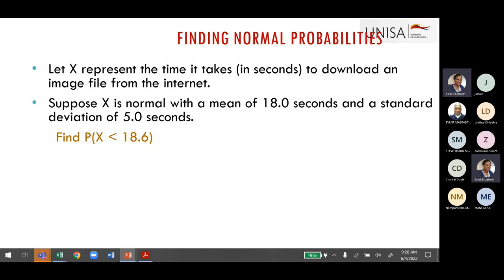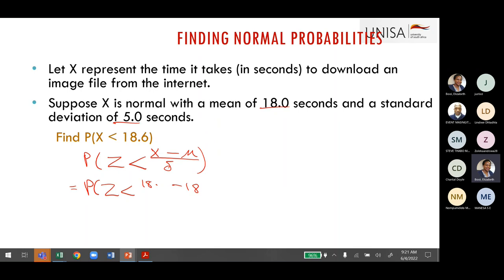So how do we do that? We need to find the probability that Z is less than, and we write the formula of Z, which is X minus the mean divided by our standard deviation. We know the standard deviation, we know the mean, and we were given the X. So P of Z less than 18.6 minus the mean of 18, divided by the standard deviation of 5, equals 0.12. So now I need to go find this probability on the table.